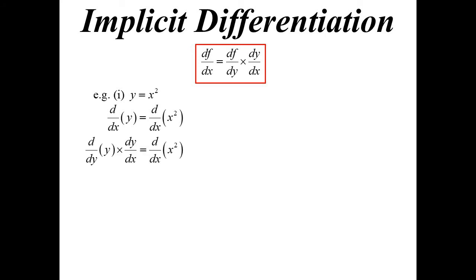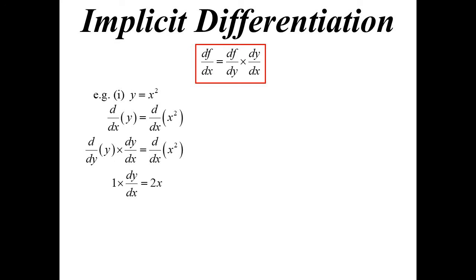On the left-hand side, I can't differentiate y with respect to x, but I can differentiate it with respect to y. And then using our little chain rule, I can multiply it by dy dx. It's like saying, oh, well, the y's are cancelling, and so I do have d dx of y. Now, on the right-hand side, we don't have an issue because we can differentiate x squared with respect to x.